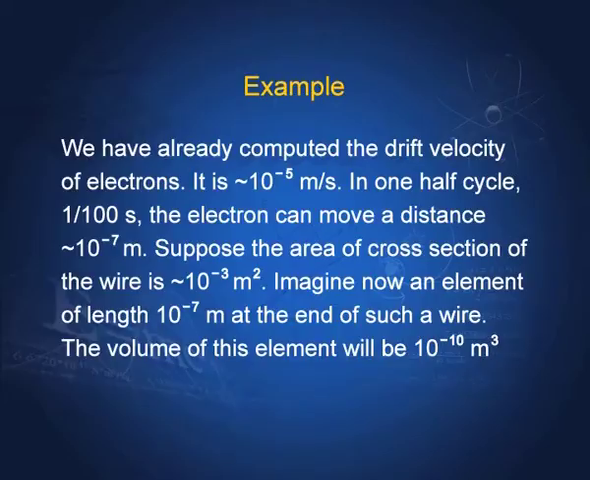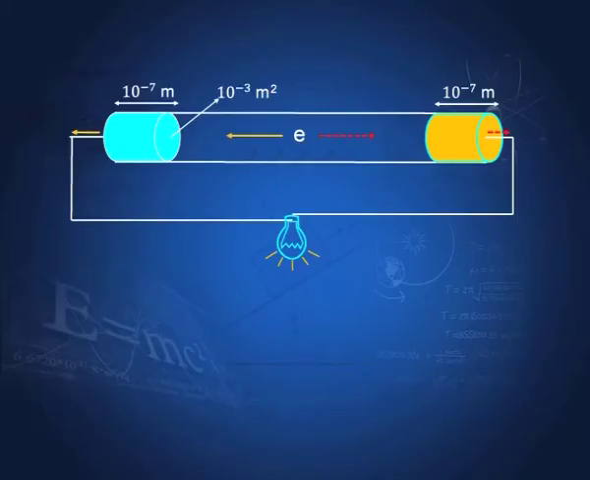Suppose the area of cross section of the wire is 10 to the power minus 3 meters square. Imagine now an element of length 10 to the power minus 7 meters at the end of such a wire. The volume of this element would be 10 to the power minus 7 into 10 to the power minus 3, that is 10 to the power minus 10 meter cube. I will show you here. This is the wire, and we are concentrating on this section, the end of the wire, whose length is 10 to the power minus 7 meters.